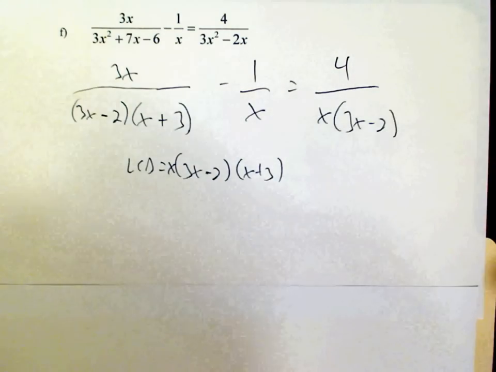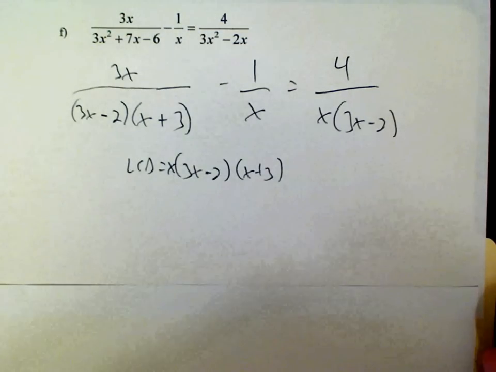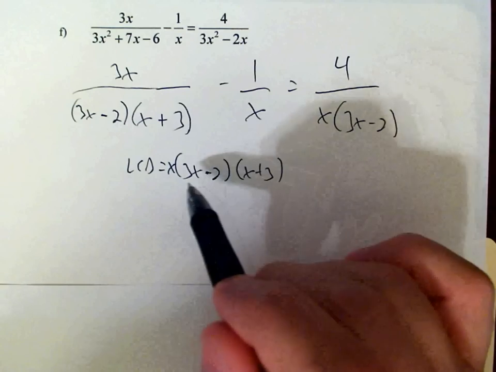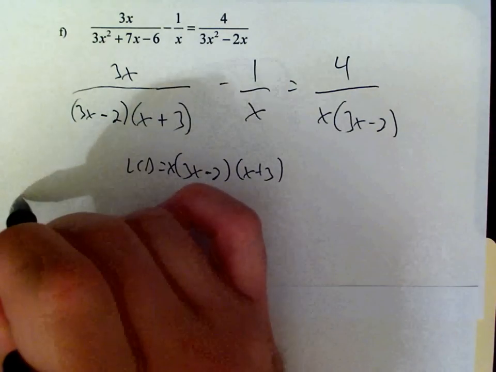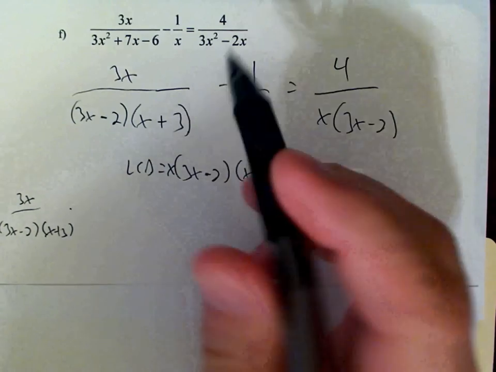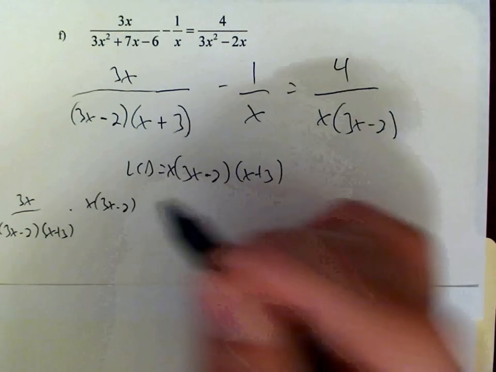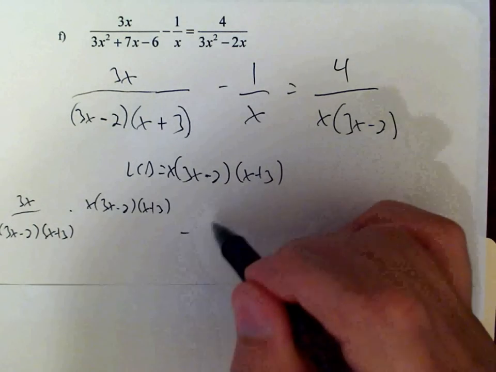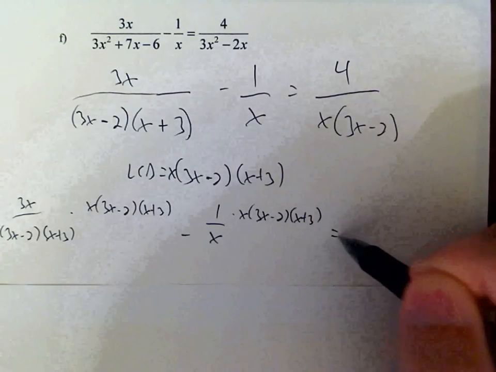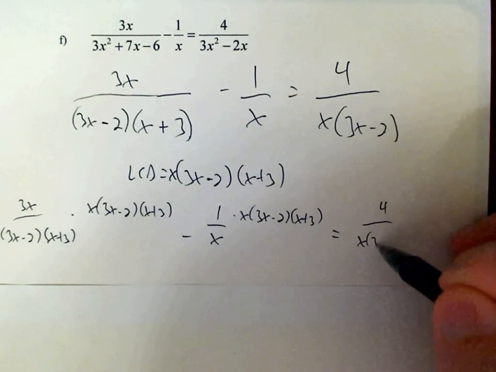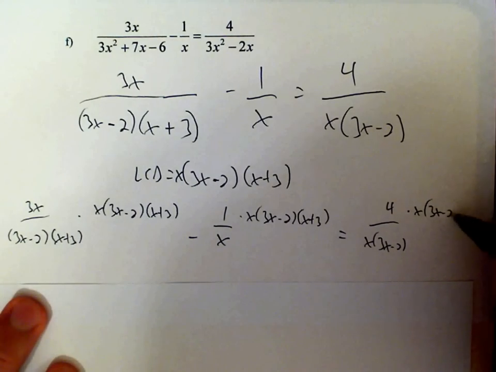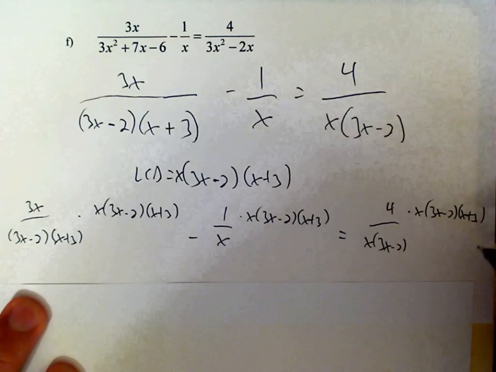So now first I'm going to zoom this a little bit, make sure the lighting is proper so it doesn't blind you. Now I'm going to take each one of these fractions and multiply by the LCD. I'm going to write kind of small so I can get it all on one page. So 3x over 3x minus 2 times x plus 3 times the LCD, which is x, 3x minus 2, x plus 3, minus 1 over x times x, 3x minus 2, x plus 3, equals 4 over x times 3x minus 2, multiplied by the LCD, which is x times 3x minus 2 times x plus 3. Like I said, I'm just trying to get it all on one page.